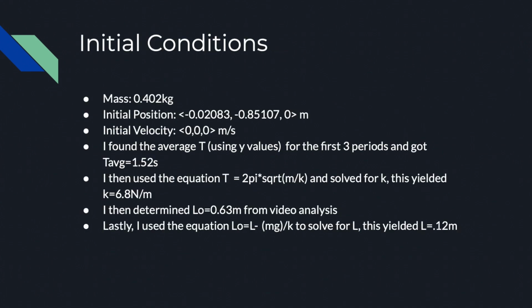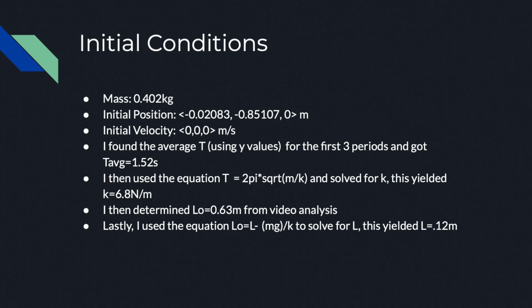Initial conditions. Mass equals 0.402 kilograms. Initial position is negative 0.02083, negative 0.85107, 0 meters. Initial velocity is 0, 0, 0 meters per second.